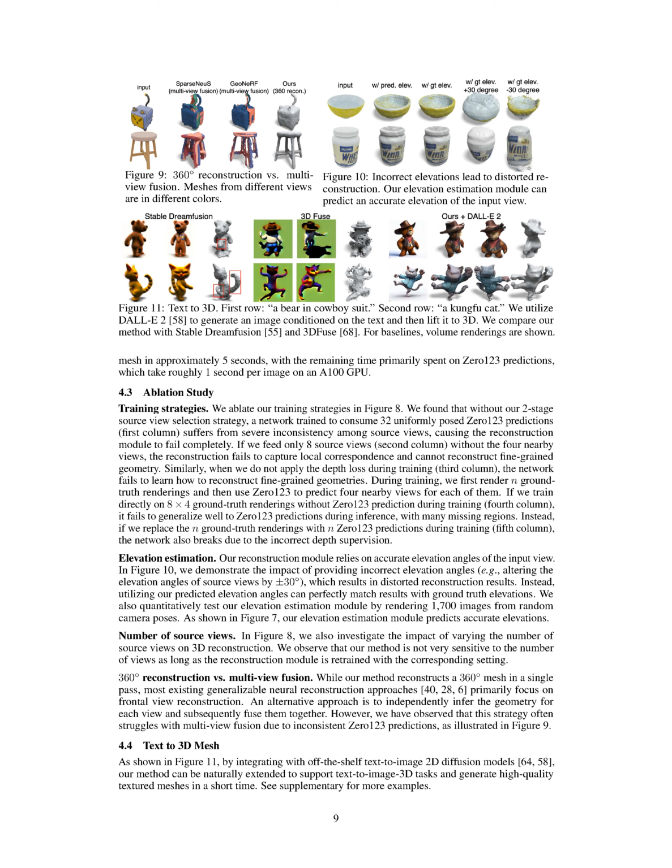Section Summary. In this section, the authors conduct an ablation study to evaluate the impact of different training strategies on their 3D reconstruction method. They find that their two-stage source view selection strategy is crucial for consistent and accurate reconstruction. They also demonstrate the importance of accurate elevation angles and show that their method is not very sensitive to the number of source views. Additionally, they compare their 360-degree reconstruction approach with multi-view fusion methods and highlight the challenges of inconsistent predictions in the latter.